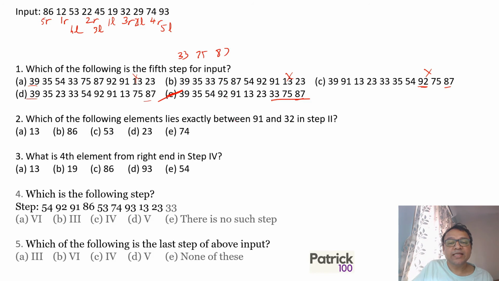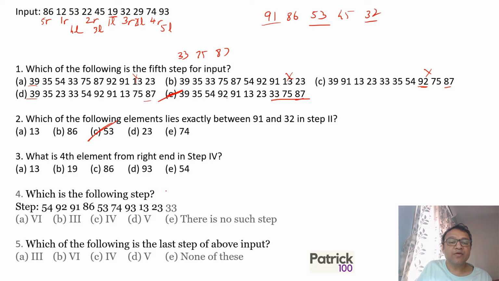Which of the following elements lies exactly between 91 and 32 in step 2? Now 91 will be the first left element. In step 2, the first two elements are arranged. Okay. That means what will be there after that? 86 will be there. 53 will be there. Right. 22 is already arranged. So next will be 45 and after that 32. Because 12, 22 and 19 are already arranged: first right, second right and first left. So between 32 and 91 is 53. C option is the answer.